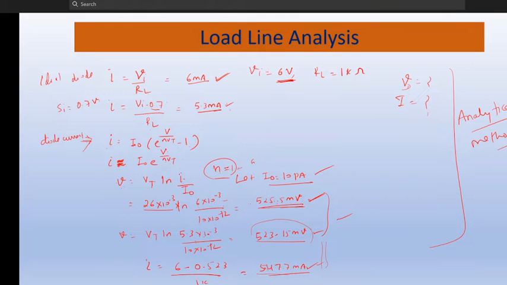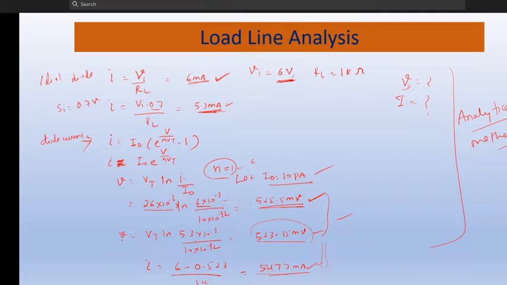Here I am considering this I value as for an ideal diode. It will depend on which diode you will be using. In the case of an ideal diode, the Vd comes out to be 525.5 millivolt. But if I consider a silicon diode, taking this current value of 5.3 milliampere and putting it in this equation, I get this value.